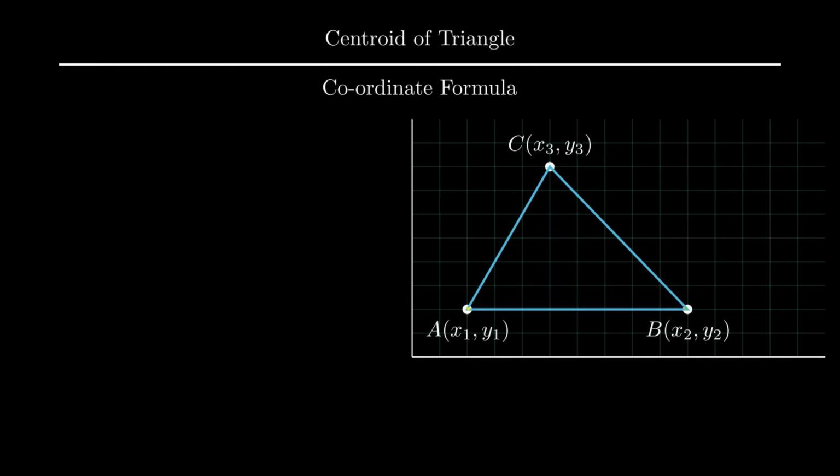As centroid is the meeting point of any two medians in a given triangle, so draw medians from vertices A and B meeting at point G, which acts as centroid. Now consider median AM. Let the coordinates of the centroid G be x and y.